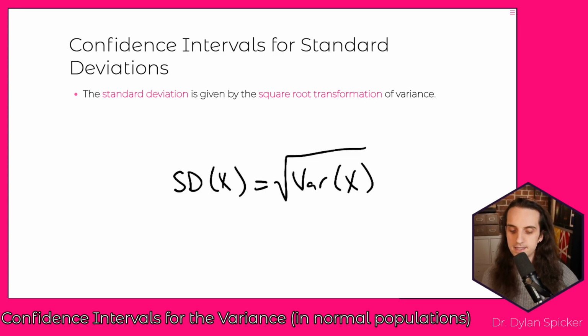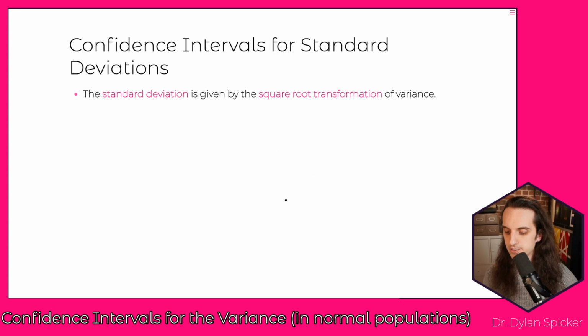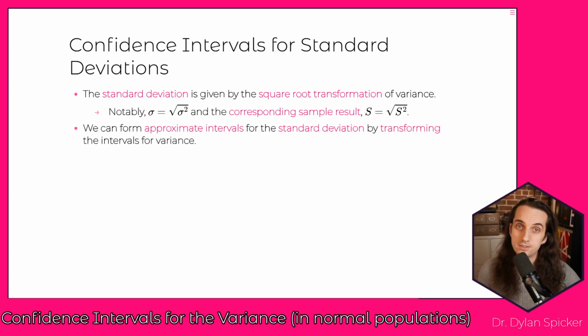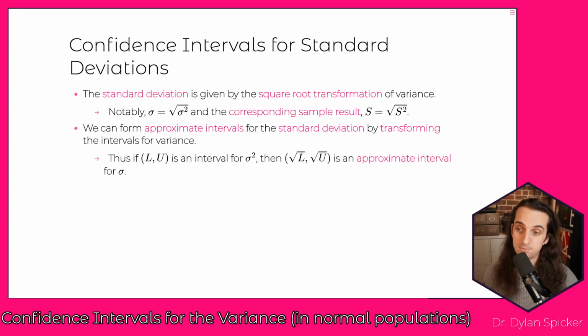Okay, and because it's this sort of straightforward transformation, we can actually use that fact to find approximate confidence intervals for the standard deviation. So we know that sigma is the square root of sigma squared, and in the sample, s is the square root of s squared, right? And so to form approximate intervals, all we're going to have to do is transform the intervals that we have for the variance. So in particular, if L to U is an interval for sigma squared, then the square root of L to the square root of U is going to be an approximate interval for sigma.